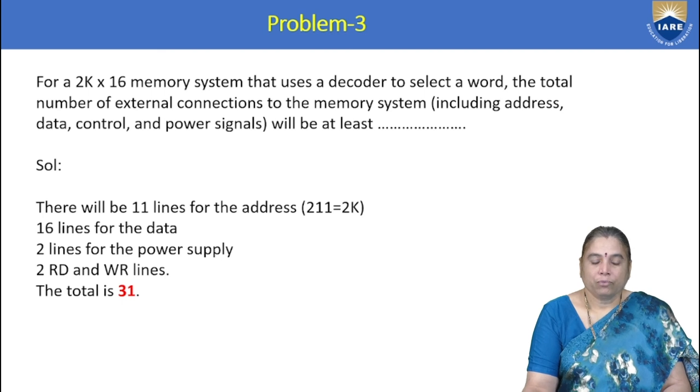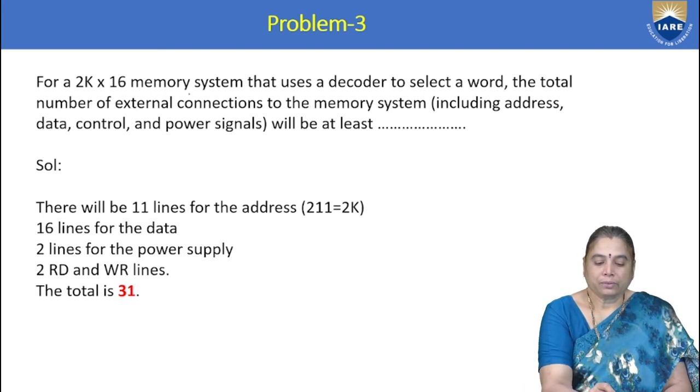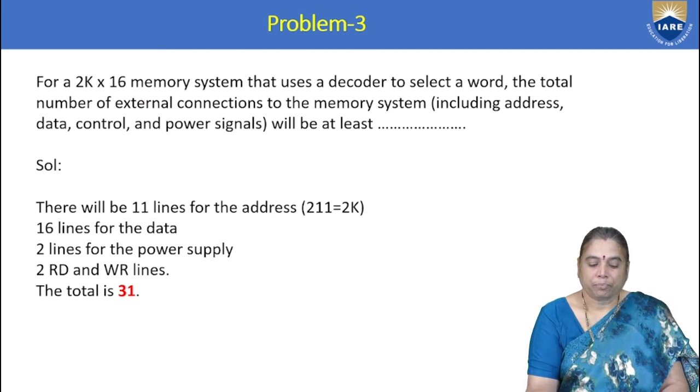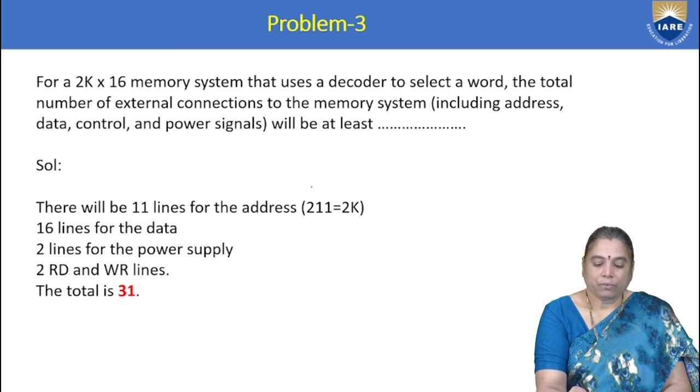Next, coming to the next problem: for a 2K by 16 memory system that uses a decoder to select a word, the total number of external connections to the memory system, including address, data, control and power signals, will be at least what? Here there will be 11 address lines, because 2 power 11 is equal to 2K. For data, 16 lines. So, address lines are 11, 16 lines for data, 2 lines for power supply, and 2 lines for read and write. Totally 31 lines are required.